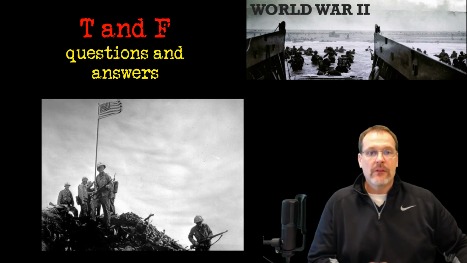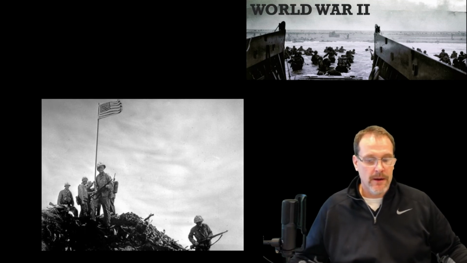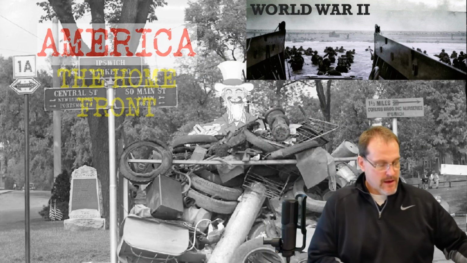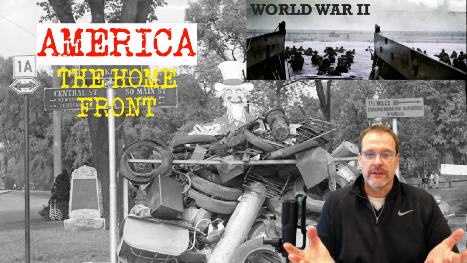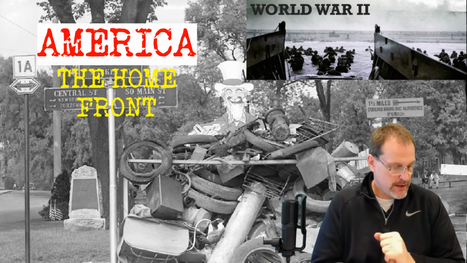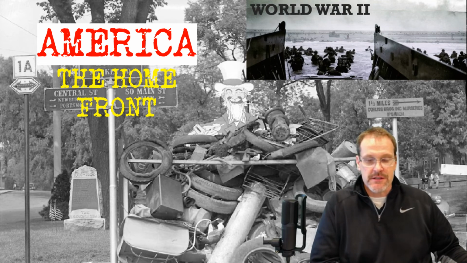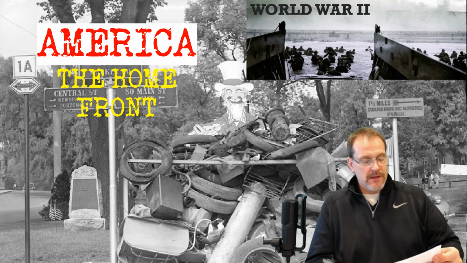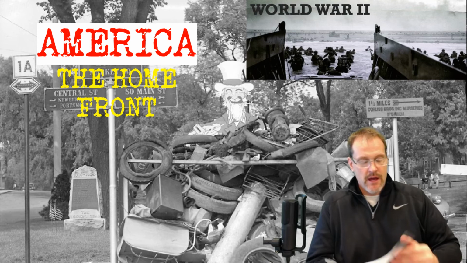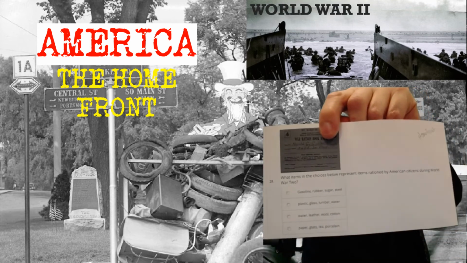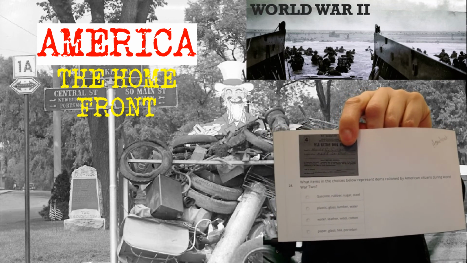All right, okay, the Homefront. The third part of our review. Now behind me there's a giant pile of basically discarded items. This is part of what we call a rationing program, and this one is some surplus rubber. You see steel in there, but it says what items in the choices below represent items rationed by American citizens during World War II. And of course, you actually have a list of things there. But if you look at that list, you're going to see at the top gasoline, rubber, sugar, steel.